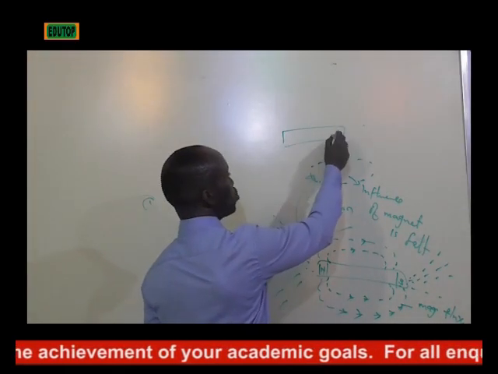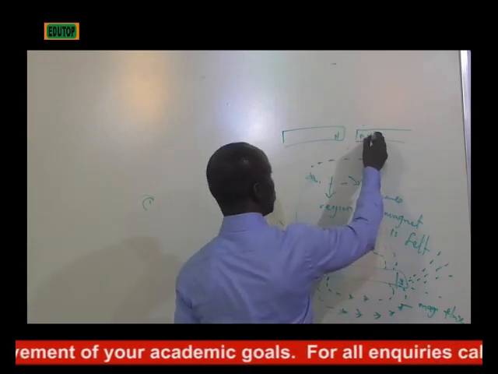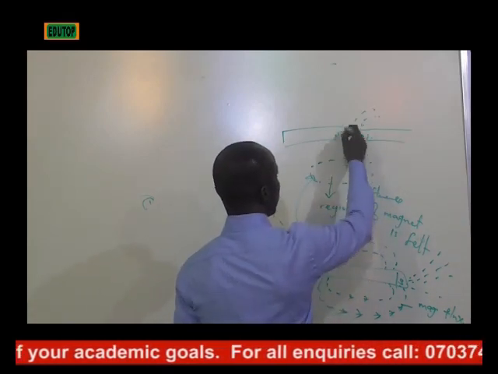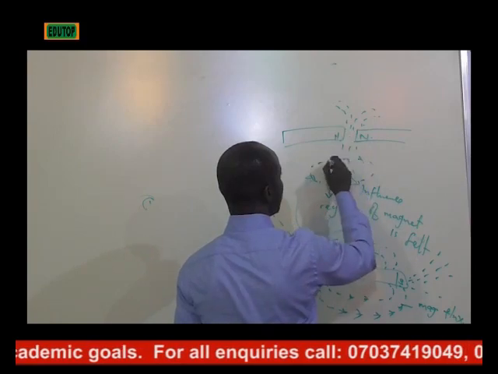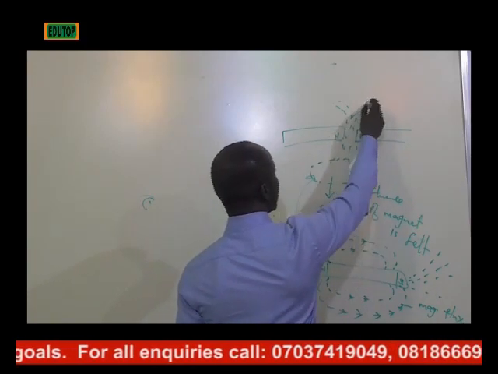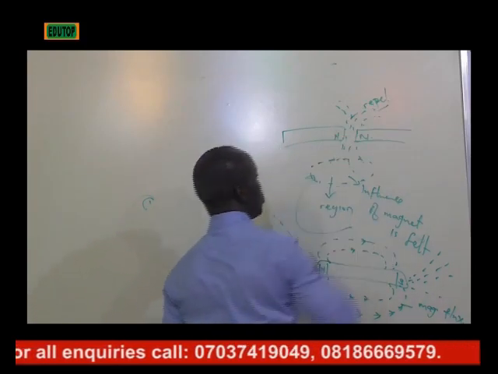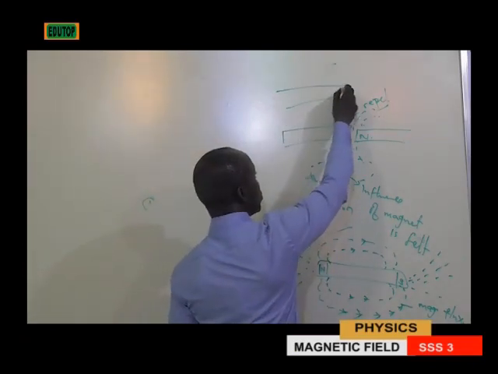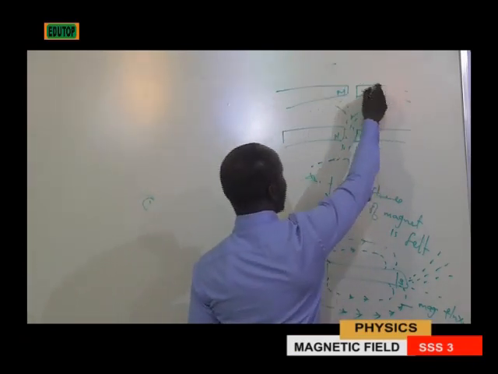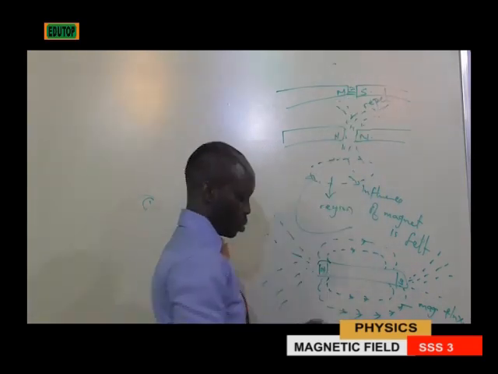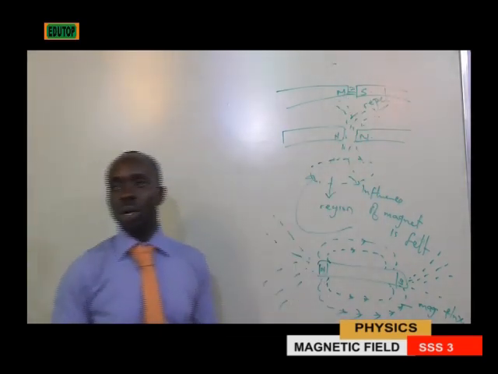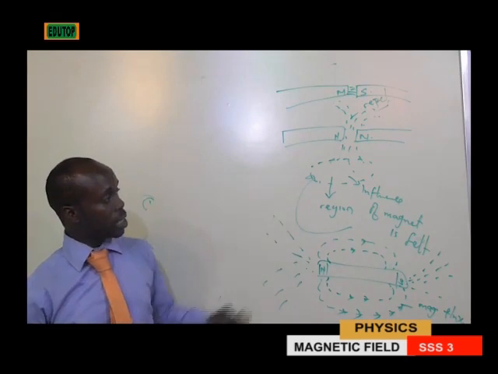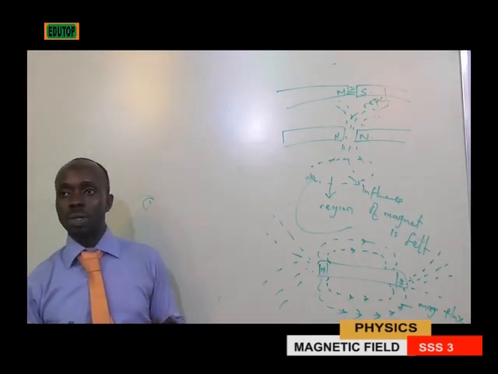If you place a north pole with a north pole, something like this will occur. A north pole and a north pole facing each other will repel. Why? Because they are like poles. But if you put unlike poles, north and south, they will attract. So those are the little analysis when it comes to the way magnets interact.